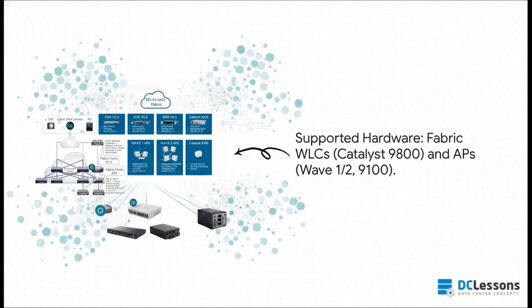And of course, you need the right gear to make all this happen. This slide gives you a look at the specific hardware that supports it. For the controllers, we're talking about things like the Catalyst 9800 series. And for the access points, there's broad support, all the way from the 802.11ac Wave 1 and 2 APs up to the latest and greatest Wi-Fi 6 capable Catalyst 9100s.